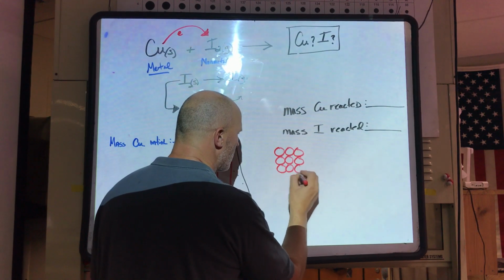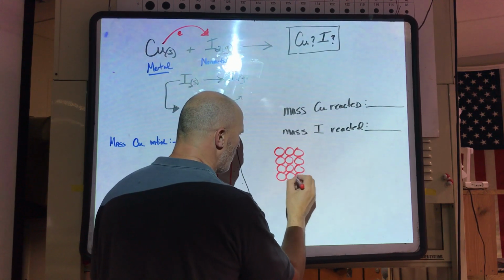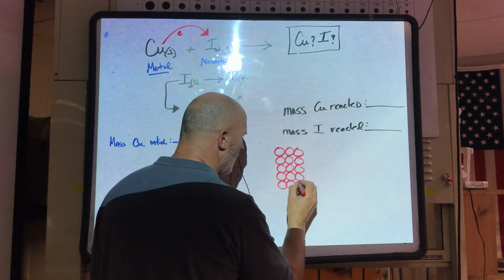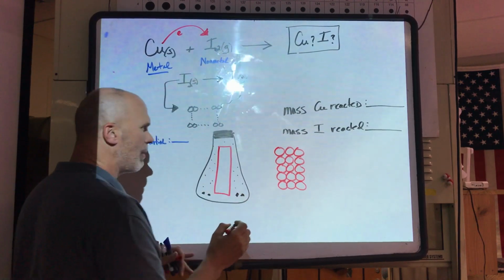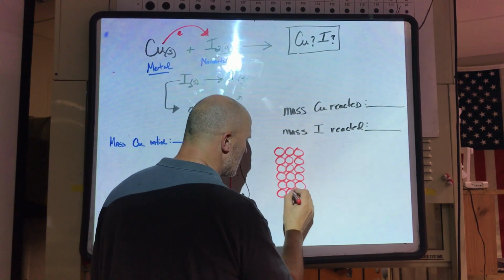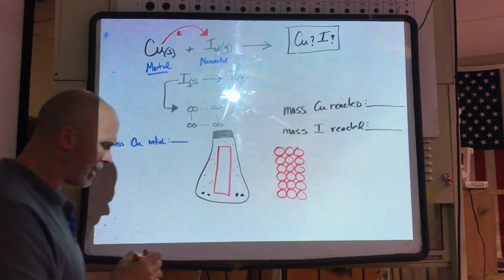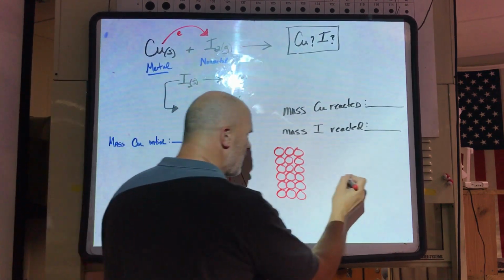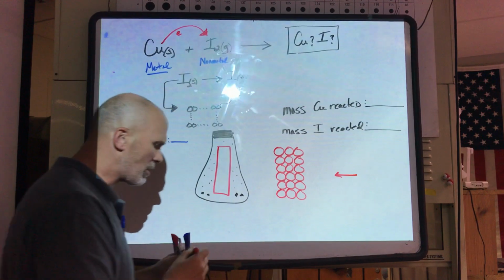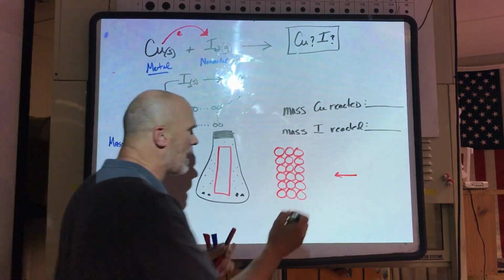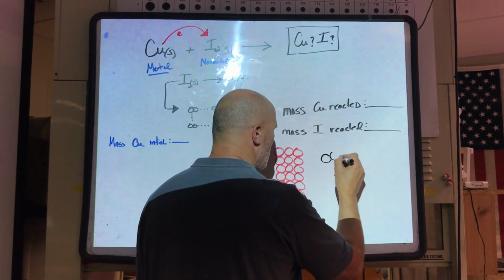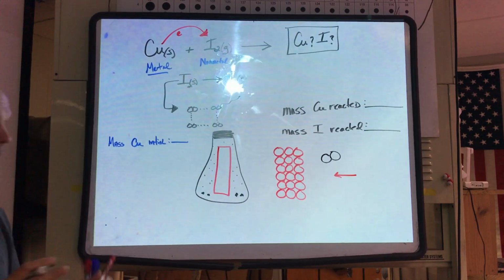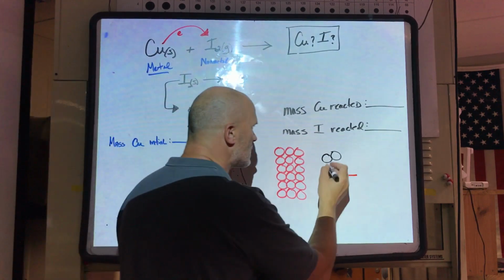It's probably face-centered copper, and we've studied this, right? We've looked at the metallic crystal of copper. And so let's just do this as a piece of copper being exposed. We'll talk about this being the outside. Now what's going to happen, obviously, is we're going to add an iodine molecule. It's not an ionic compound, it's a molecule. And so this is the iodine.